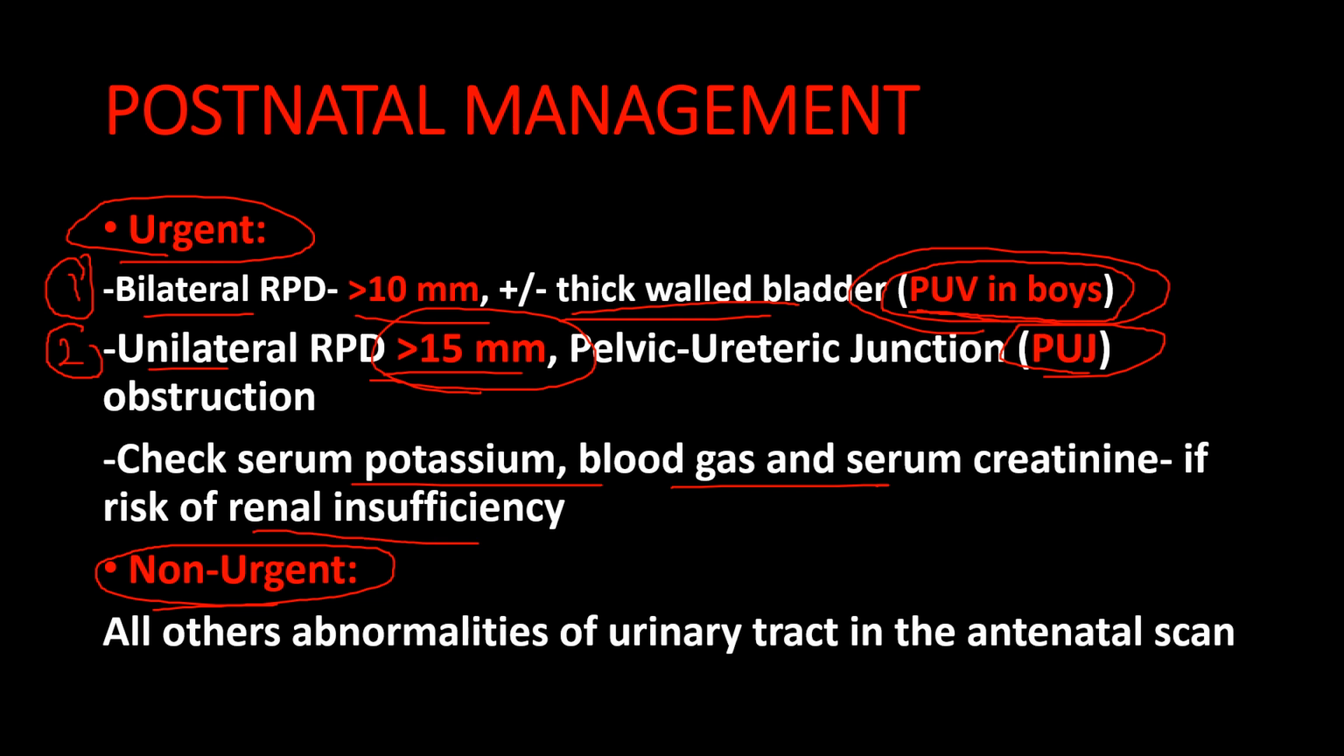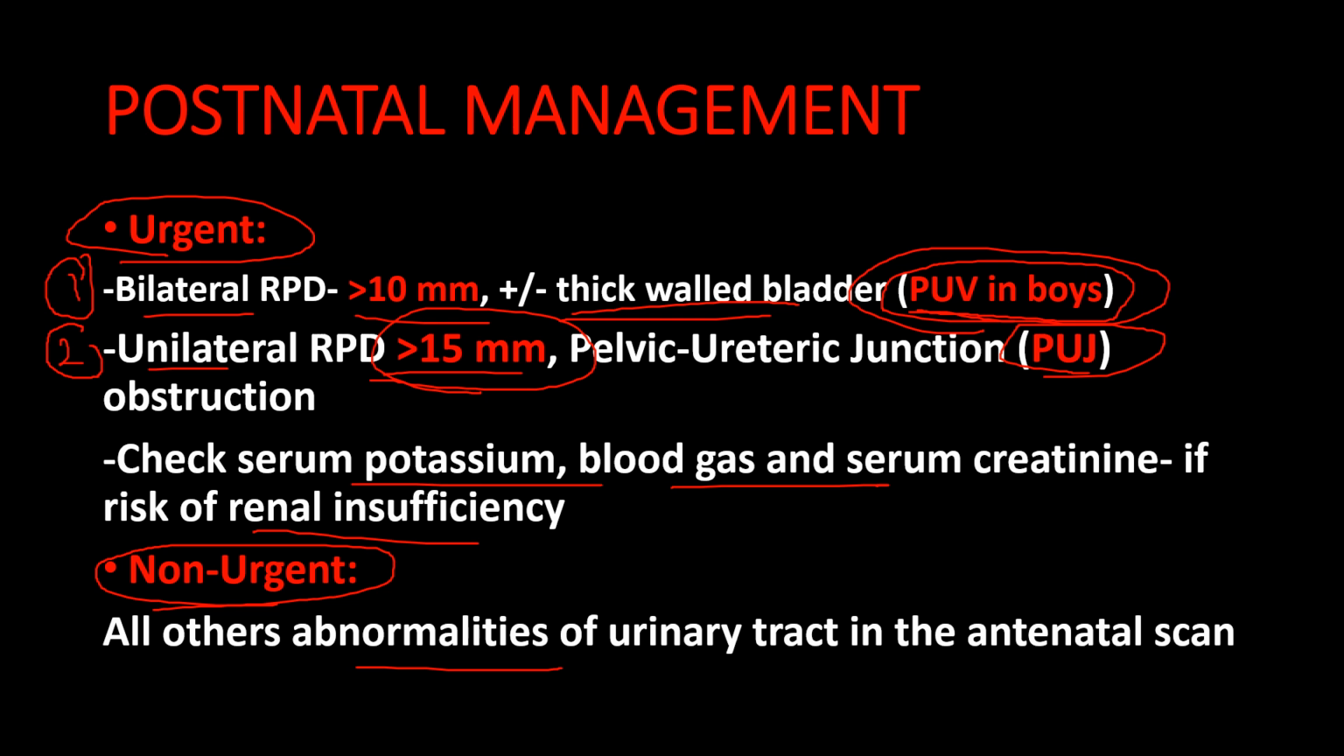They might have renal insufficiency if they have that much RPD. All other abnormalities of the urinary tract and antenatal scan are non-urgent cases, so they don't need any urgent intervention. Urgent intervention is needed only when there is bilateral or unilateral RPD of more than 10 or more than 15 mm.